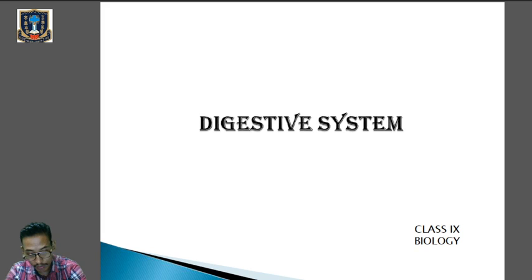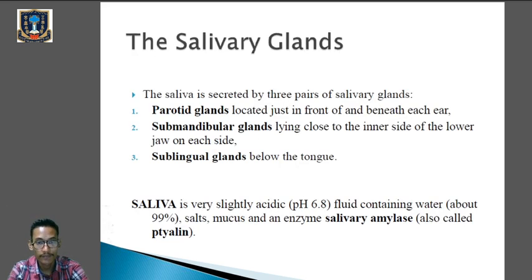Now today we learn about the second glands of the digestive system, that is salivary glands. Clear? As the name suggests, salivary glands will help in the secretion of saliva. Saliva is very slightly acidic with a pH of 6.8 and is a fluid containing water, nearly 99% of water. It contains salt, mucus and the enzyme called salivary amylase, which is also called ptyalin.